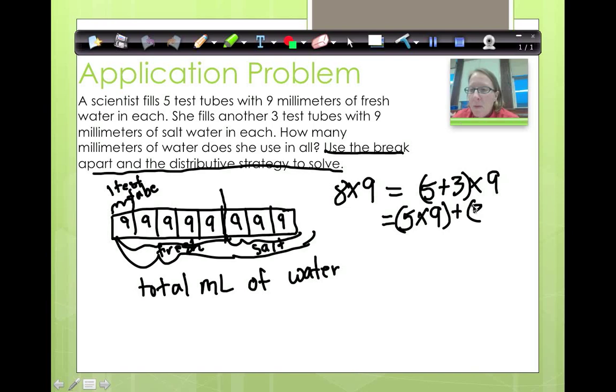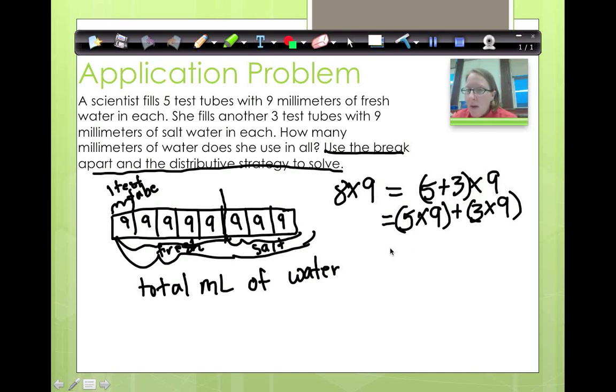3 times 9. Now why did I do that? Because this is the break apart. I broke 8 into parts. The fresh and the salt water, I broke them apart. Instead of just saying 8, another way to write 8 is 5 plus 3. Distributive strategy is when I multiply it by each one.